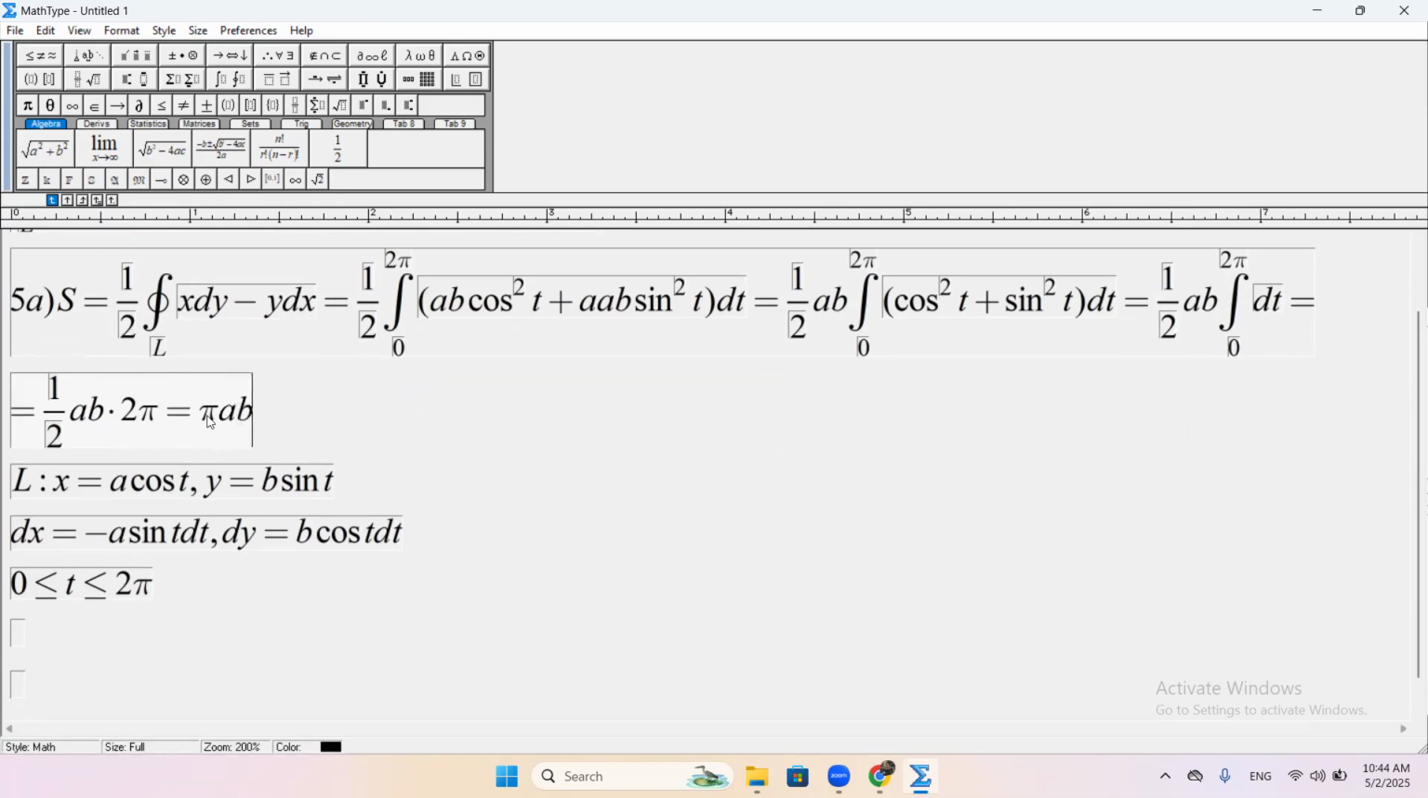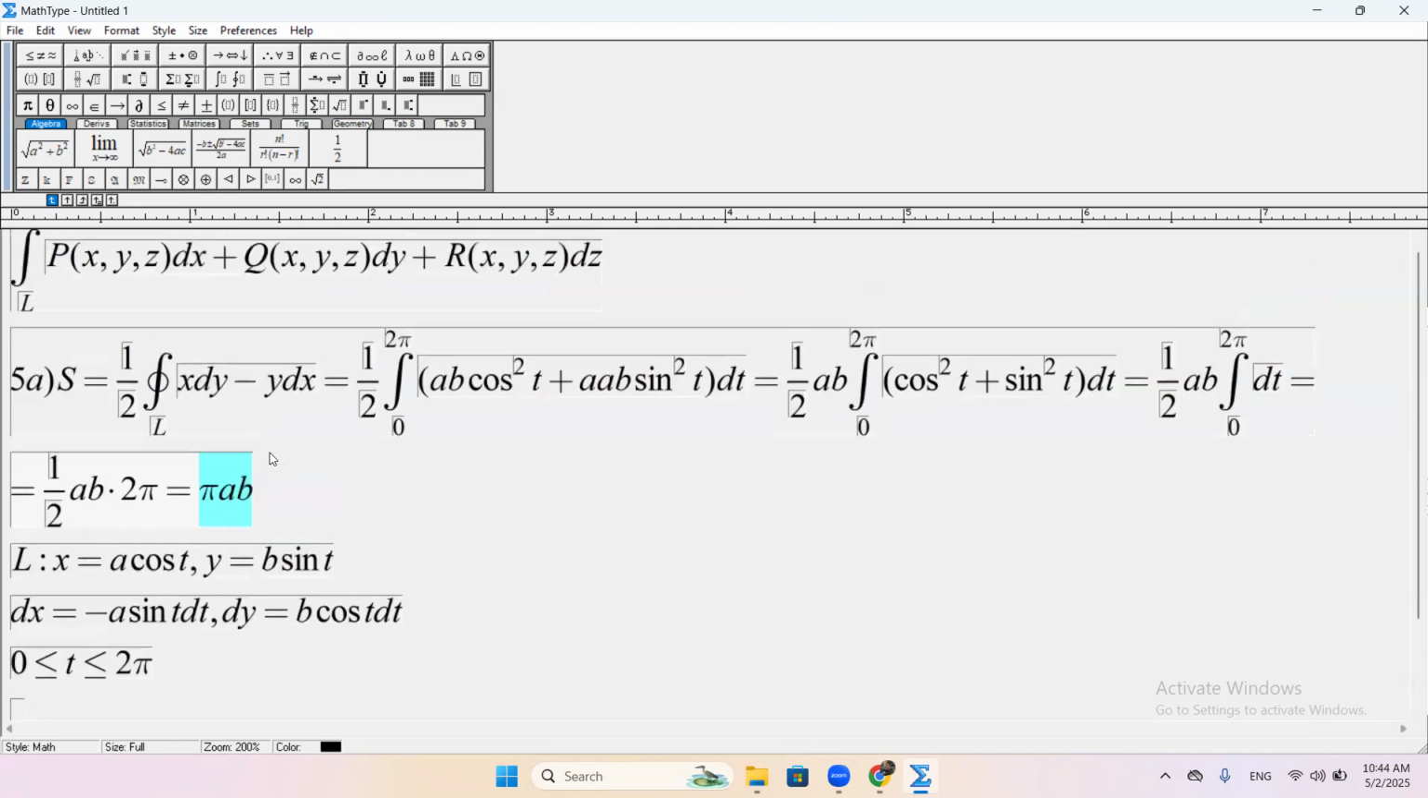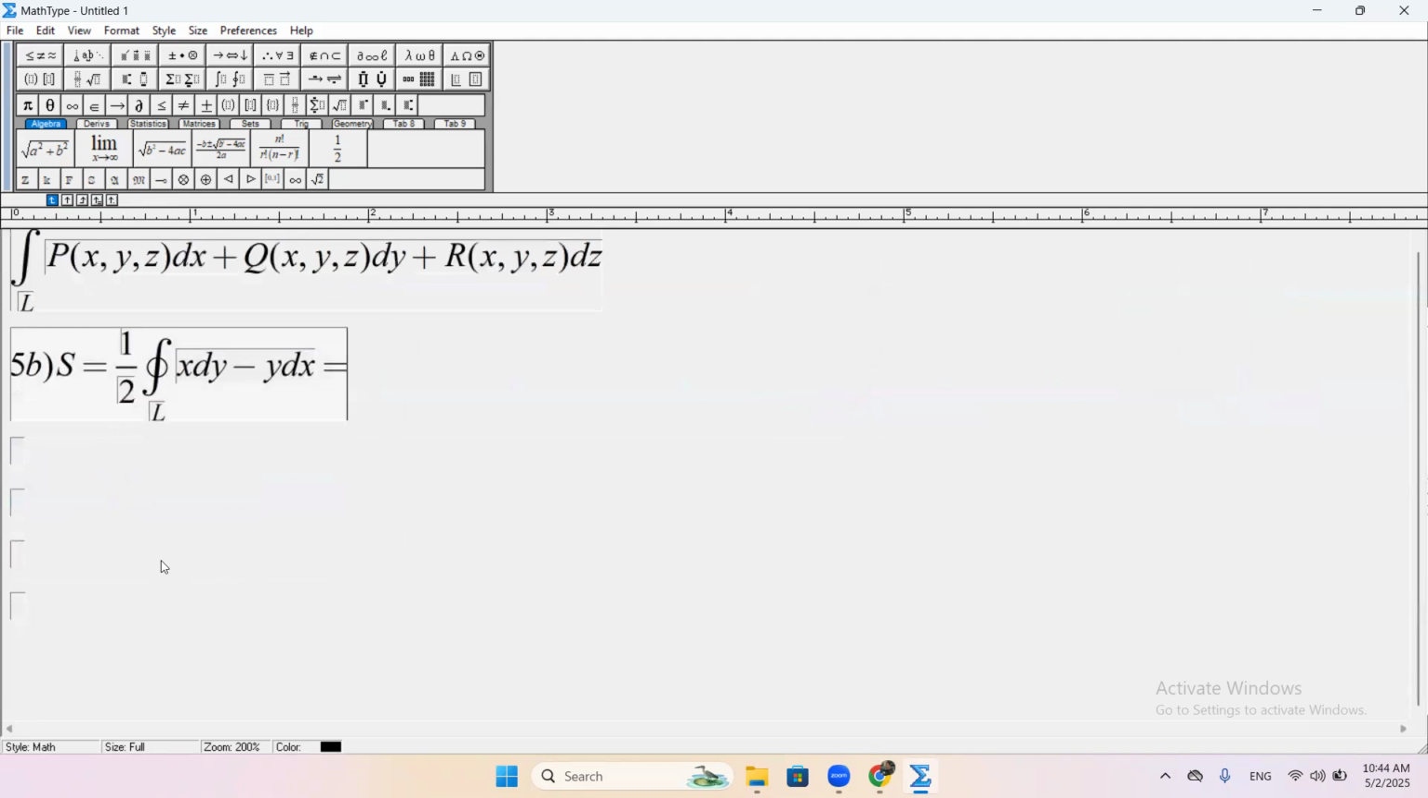So actually this is the formula for finding the area of the ellipse. And it seems that all calculations were correct. Any questions about this exercise? No questions. Okay, if no questions, let's move to 5b. We will solve one more exercise with the area.